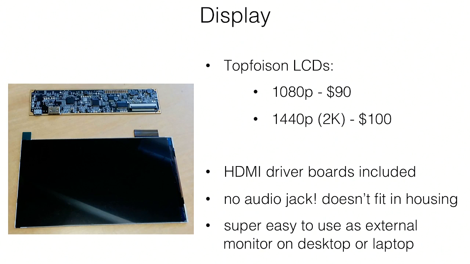The LCDs we're working with are from Top Zone. That's a Chinese company in Shenzhen. We found them somewhere on Alibaba, and everybody who's contacted them has been able to order these kits. The LCDs come either in 1080p, so that's 1920 by 1080 resolution, for $90, or in the 2K version for $100. And that already includes the HDMI driver board.